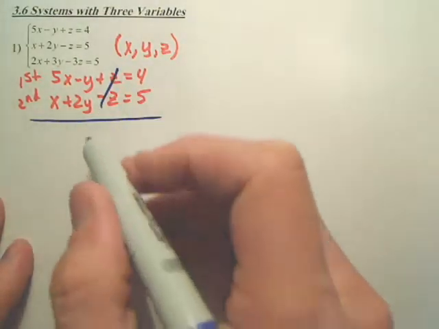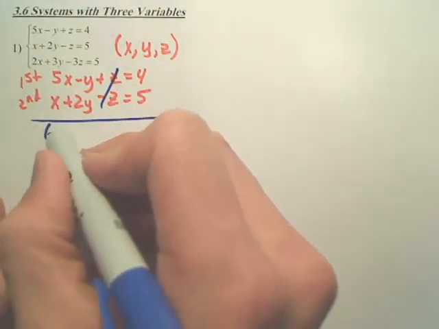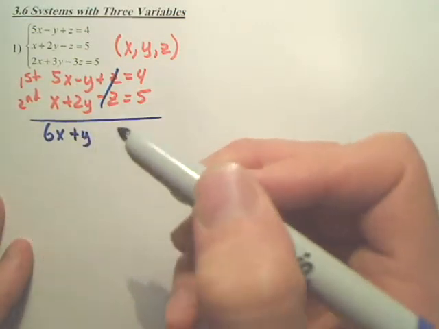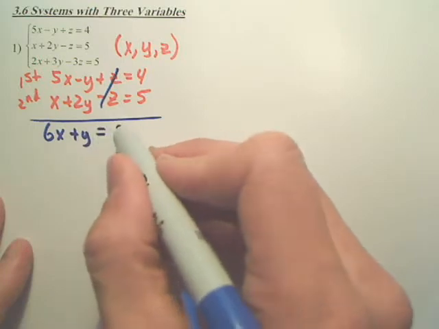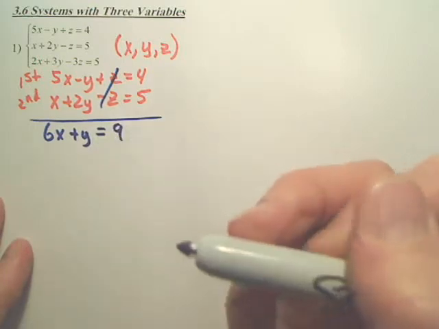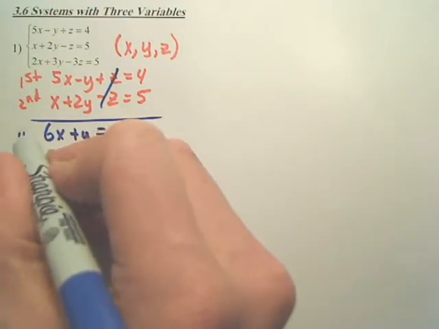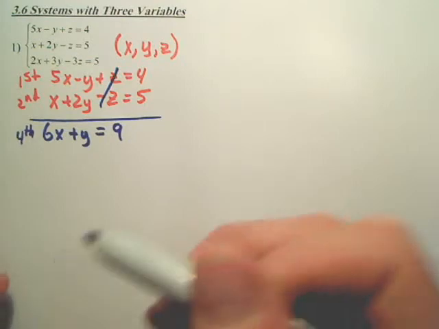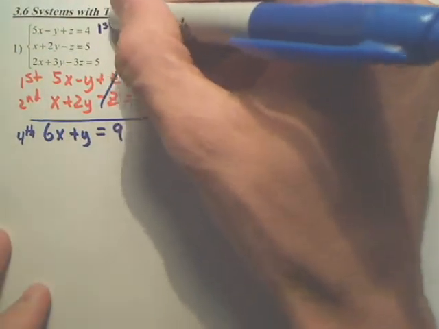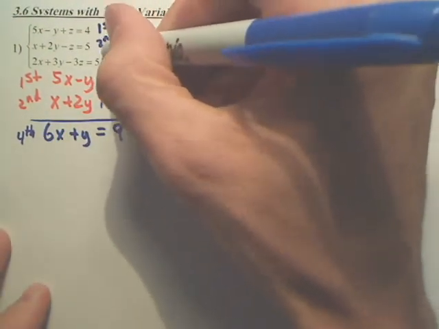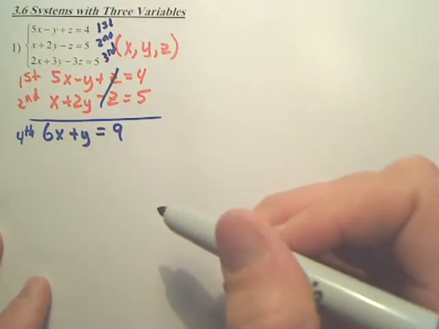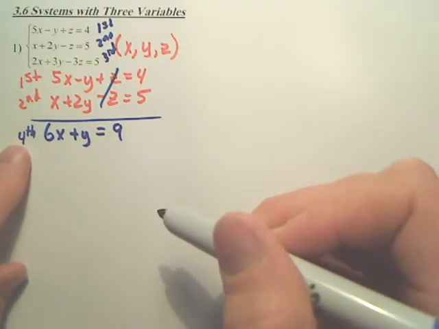Z is gone. That gives you 6x, positive 1y, and that gives you 9. This I called my fourth equation, just to keep track of things. You're going to get a fifth equation as well. By the way, this is your first, this is your second, and this is your third equation. Are we okay with that? Now we have a fourth equation.